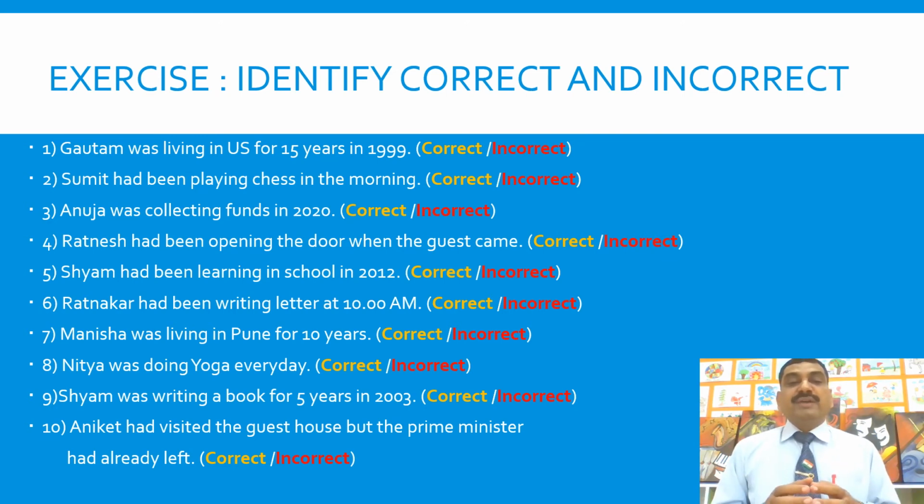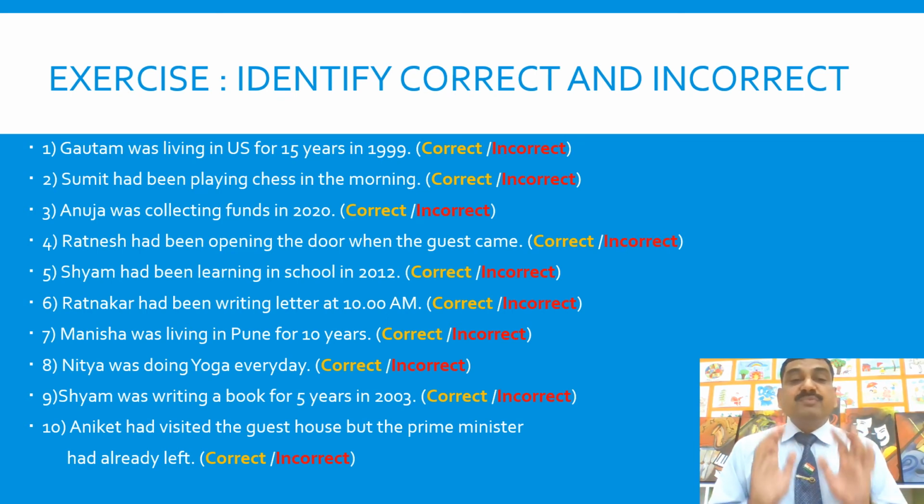Nitya was doing yoga every day. This is a completely different sentence. It shows habitual past. So it should be simple past. Or you can take used to or would plus V1. So Nitya used to do yoga every day, or Nitya did yoga every day.